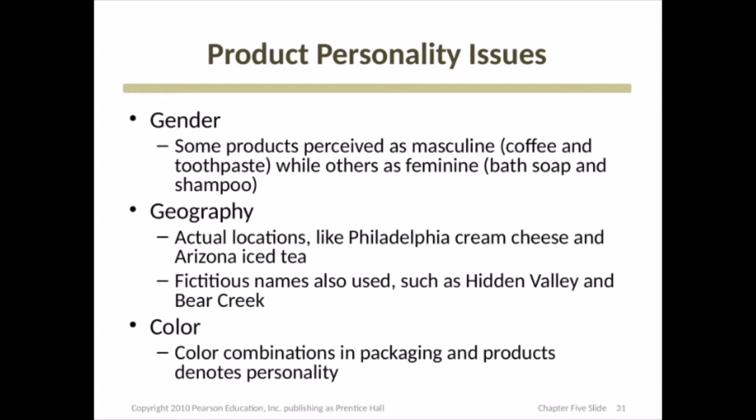If the color is black, for example, it is related to sophistication. Even in fast food restaurants, they use a combination of bright colors. McDonald's, for example, uses yellow, red and blue, even in the interior design, to be associated with fast service, excitement, and inexpensive food. So sometimes the product personality is associated with gender, geography, and color.